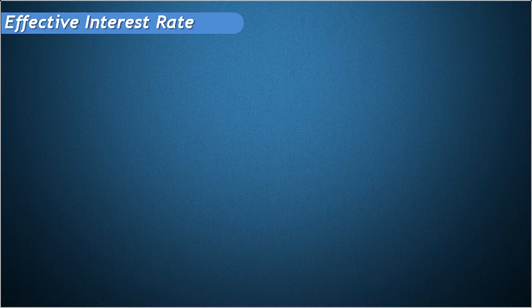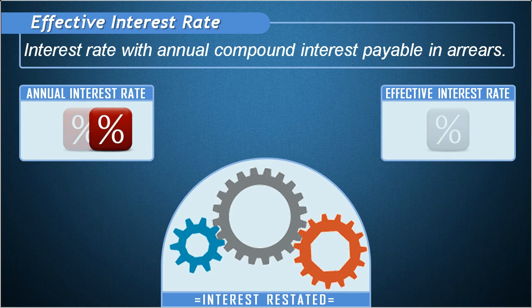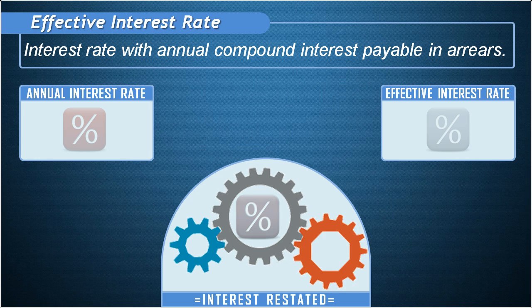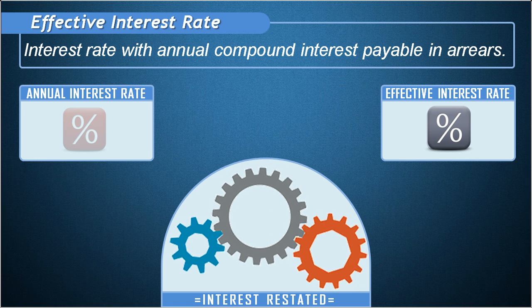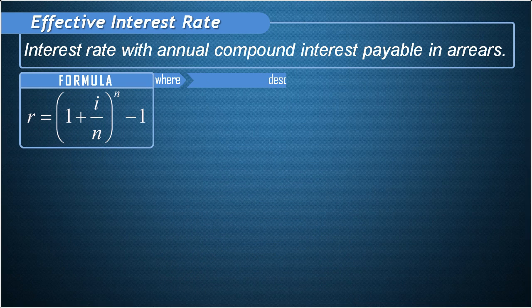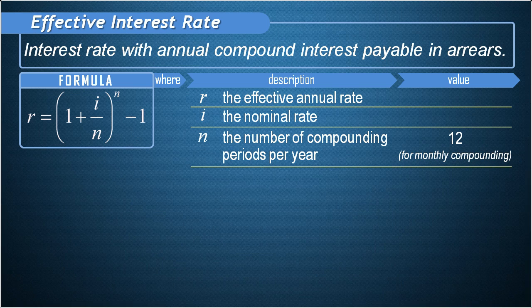For consumer loans, all banks are supposed to provide you with effective interest rate, which is the interest rate on a loan or financial product restated from the nominal interest rate as an interest rate with annual compound interest payable in arrears. Let's take another example and try to calculate an effective interest rate, where R is the effective annual rate, I the nominal rate, and N the number of compounding periods per year, for example, 12 for monthly compounding.